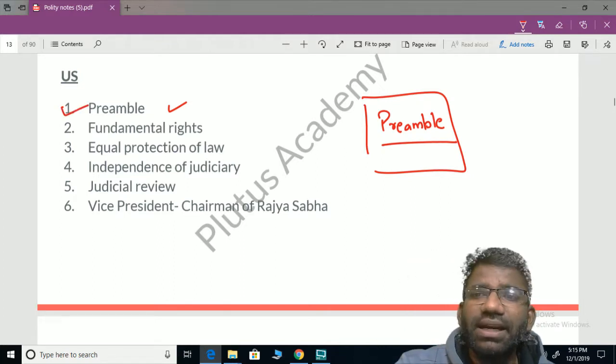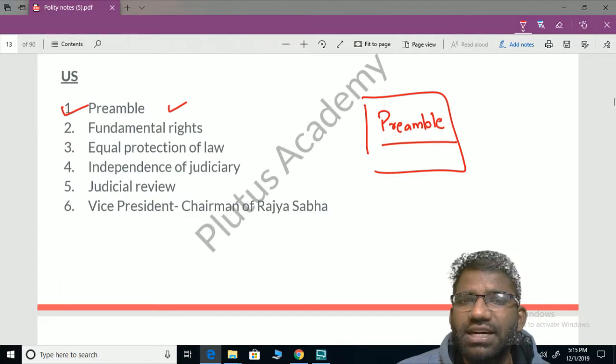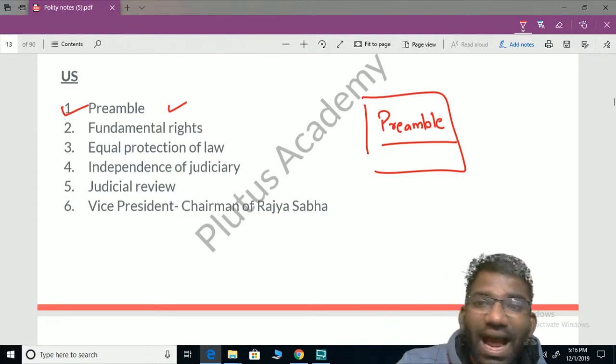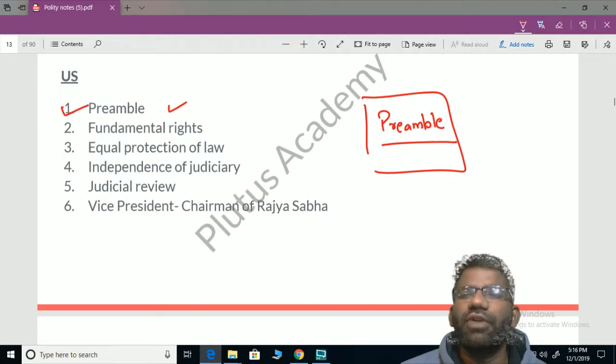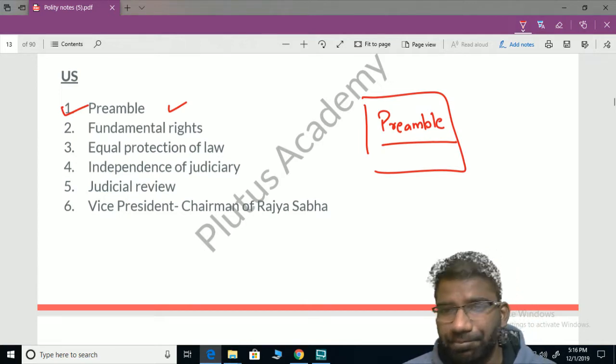This doesn't mean that it has been copied from the Constitution of the United States of America. It only means that the idea of the preamble has been taken from the Constitution of America.